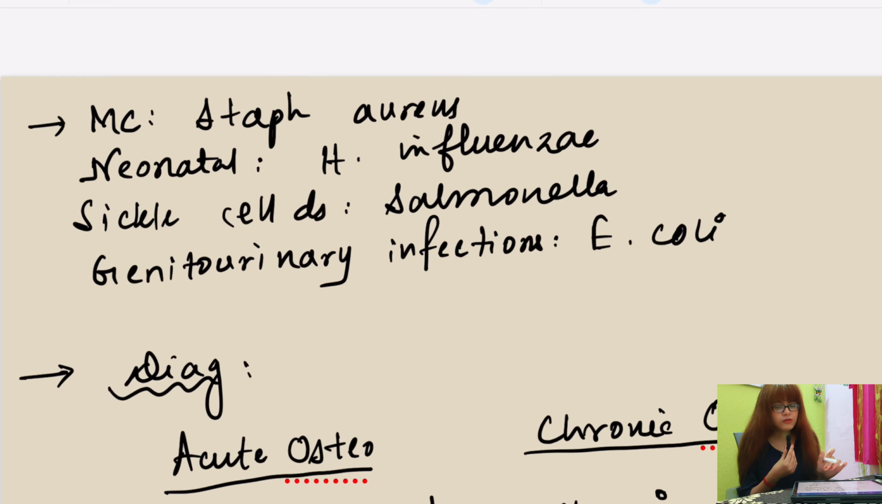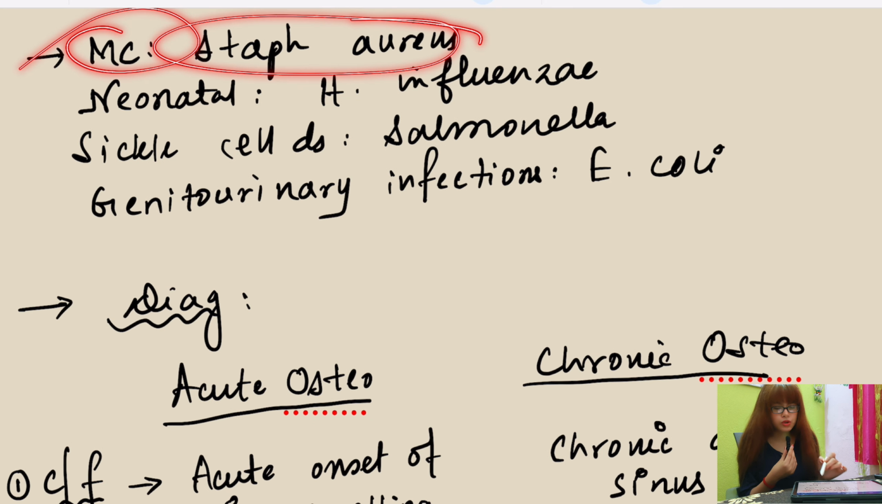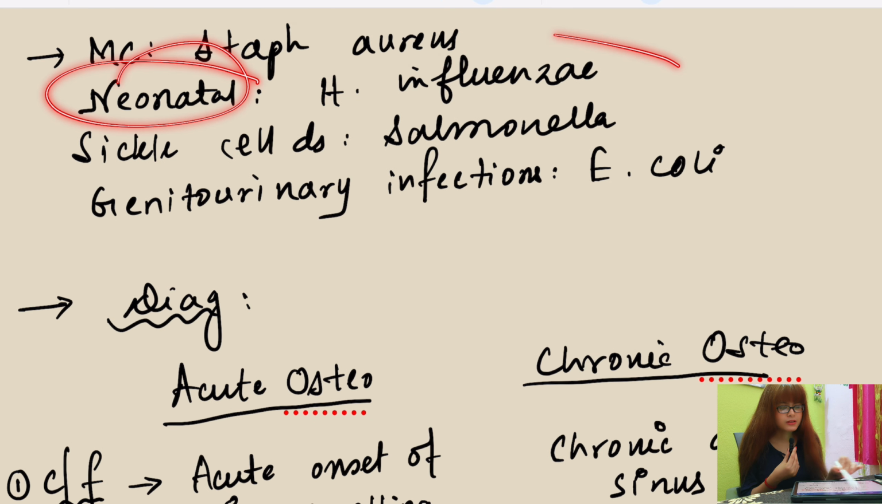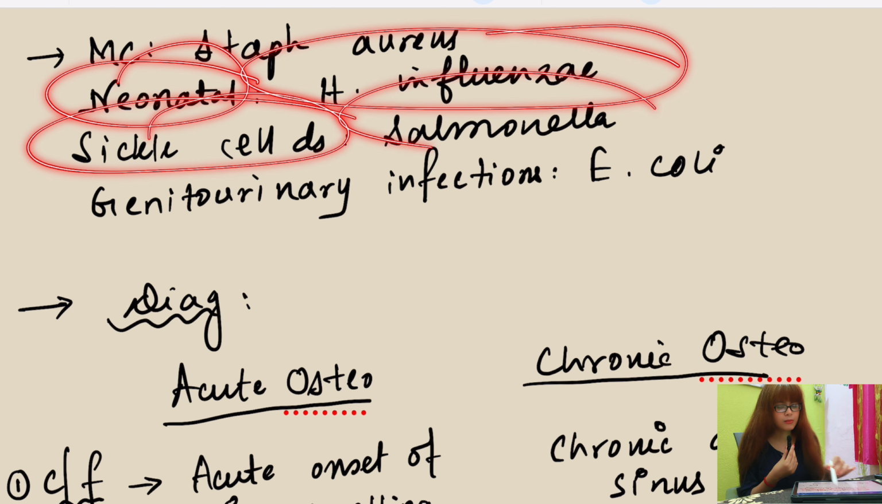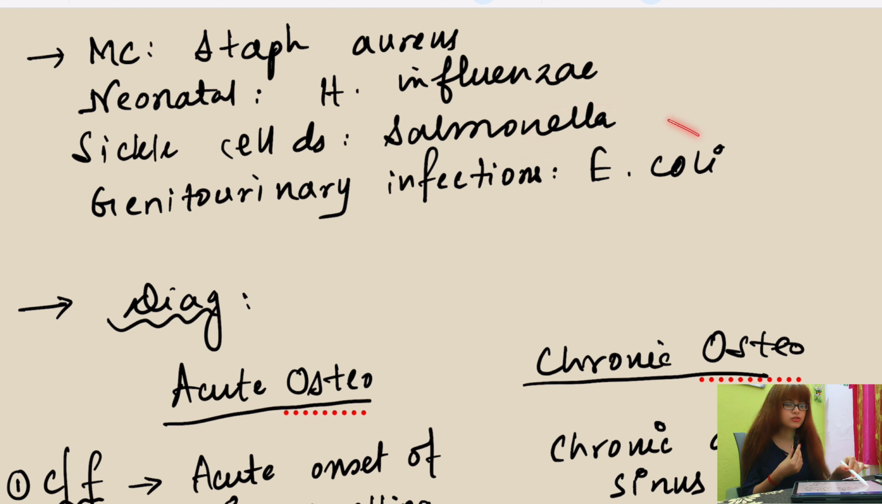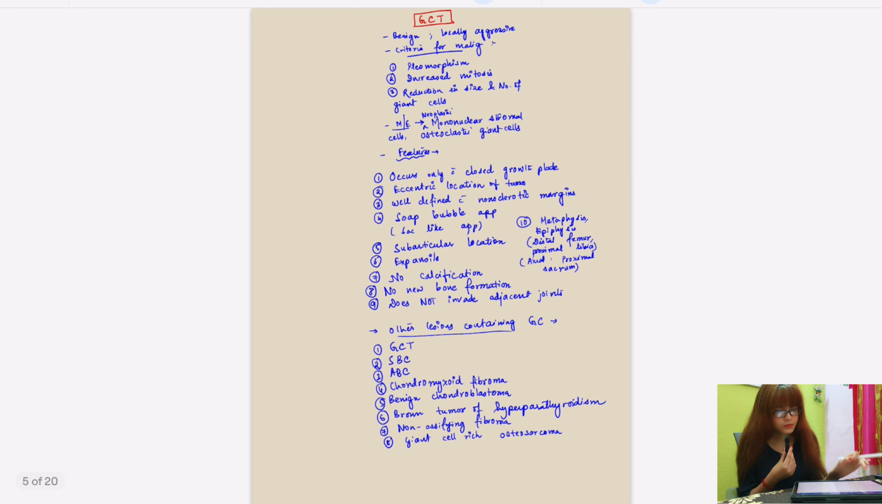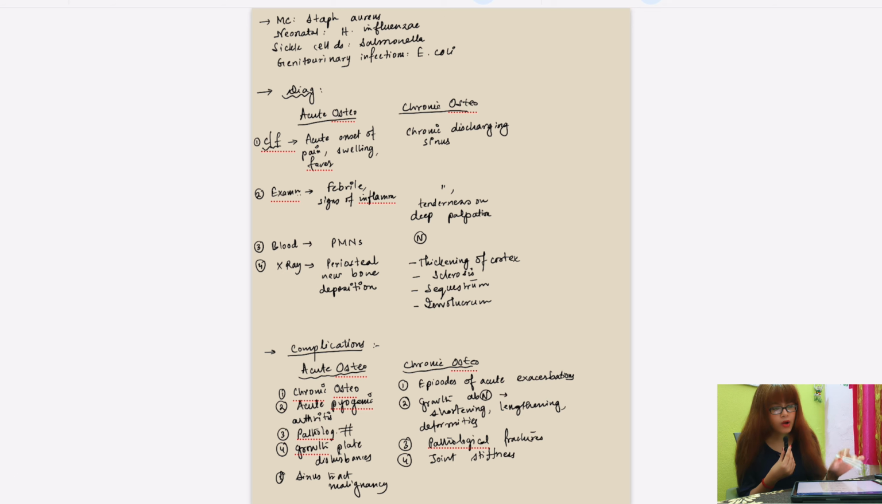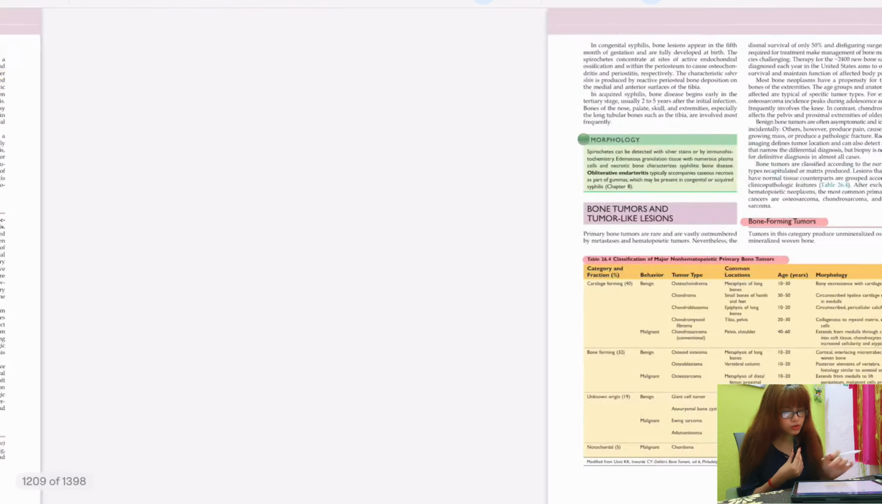The organisms involved are the Staphylococcus aureus, most common. In case of neonates, Haemophilus influenzae. In case of sickle cell disease, Salmonella. In case of genitourinary infections, E. coli. So this is the end, and now coming back to Robbins, I was talking to you about all these points.